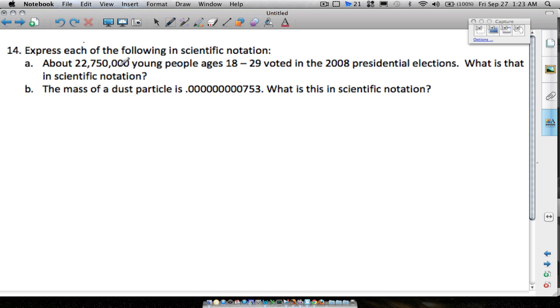And now, finally, the last problem. Let's express each of the following in scientific notation. About 22,750,000 young people ages 18 to 29 voted in the 2008 presidential elections. What is that in scientific notation? Well, first of all, that's a big number.